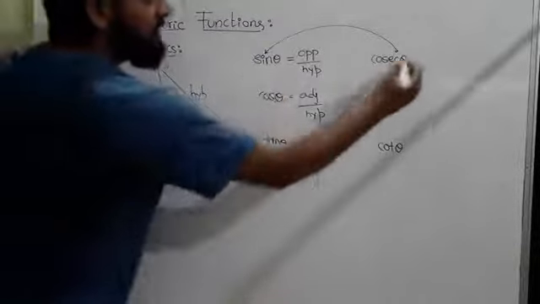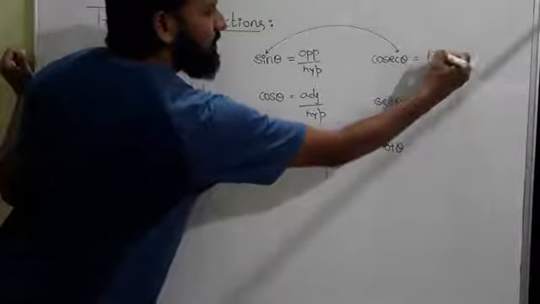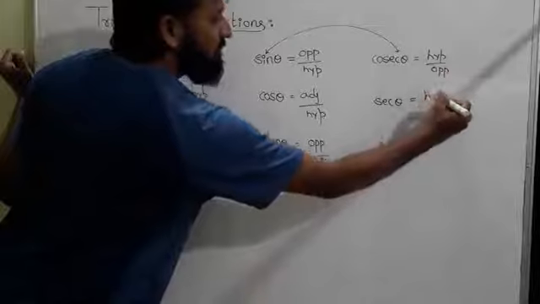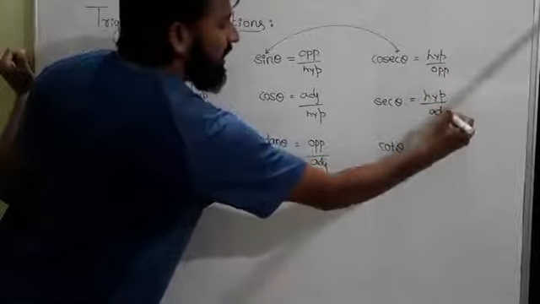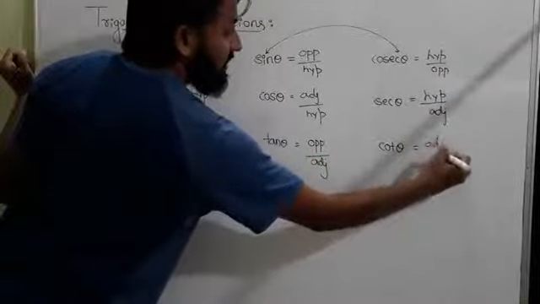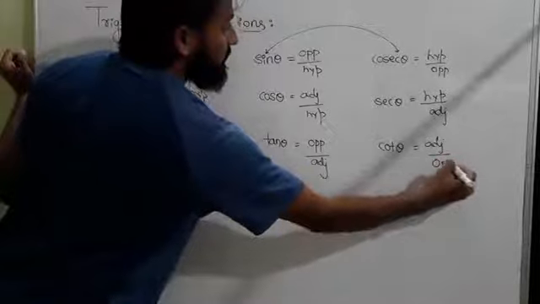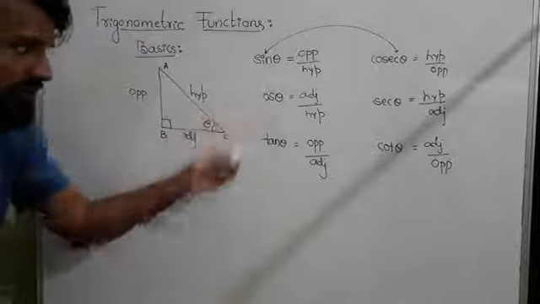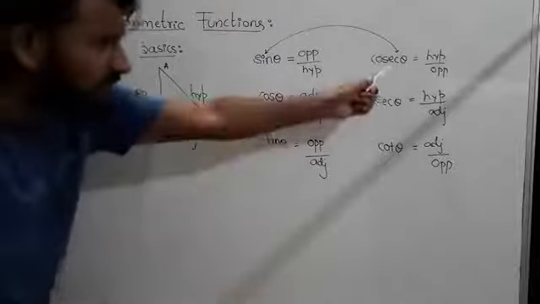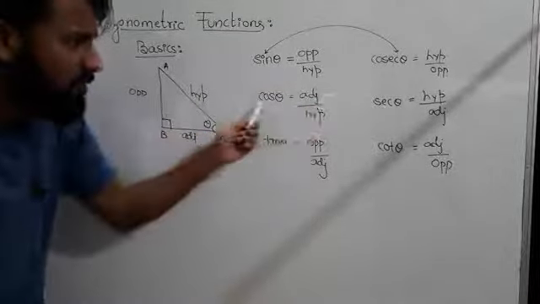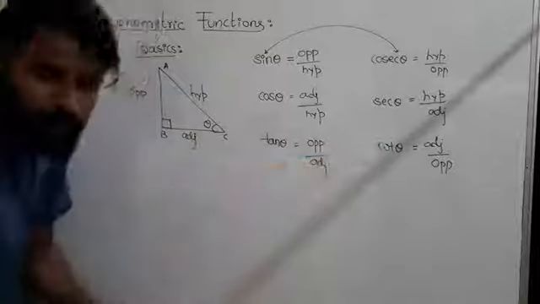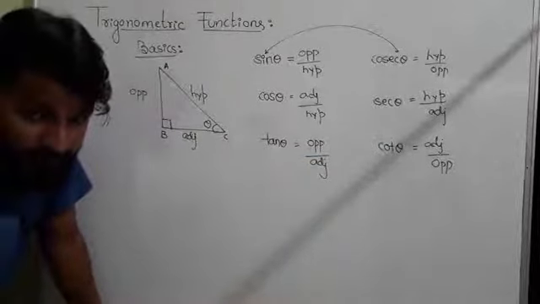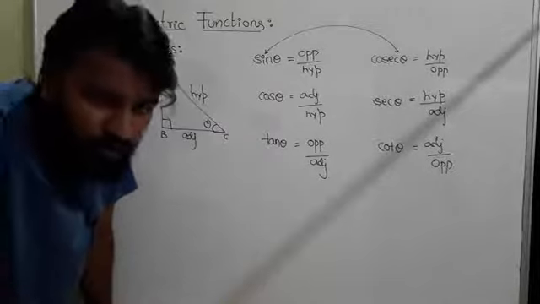Sine and cosec. So this is hypotenuse upon opposite, and this is hypotenuse upon adjacent, and this is adjacent upon opposite. So these 3 are reciprocal to each other. Cosec is the reciprocal of sine, sec is the reciprocal of cos, and cot is the reciprocal of tan. That's how we can easily remember them. I hope you're understanding. This is one basic which you already know.